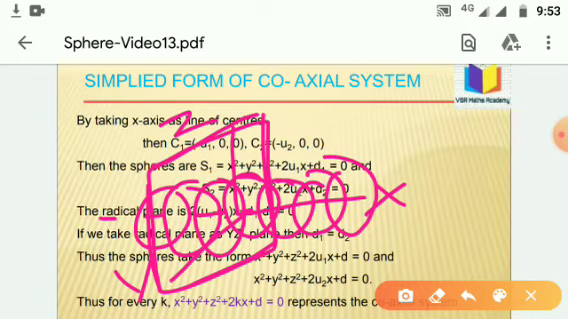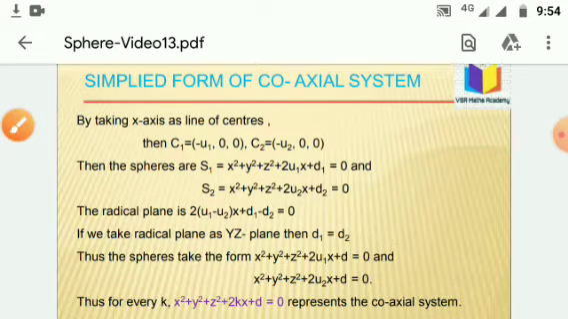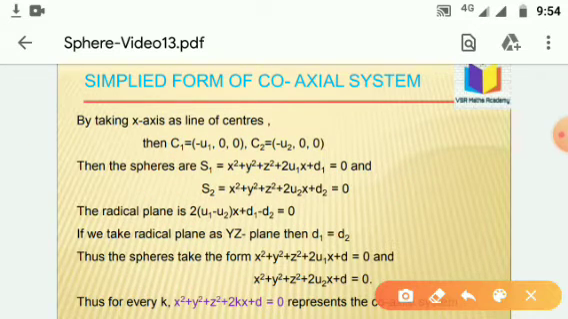So to find the simplified form of the coaxial system, without loss of generality, we can assume that the line of centers of the coaxial system is nothing but the x-axis. Since the line of centers is the x-axis, all the centers of spheres of the coaxial system lie on the x-axis. Therefore, the y and z coordinates will become 0 in the coordinates of centers. Therefore, we can write C1 is equal to (minus u1, 0, 0), C2 is equal to (minus u2, 0, 0).